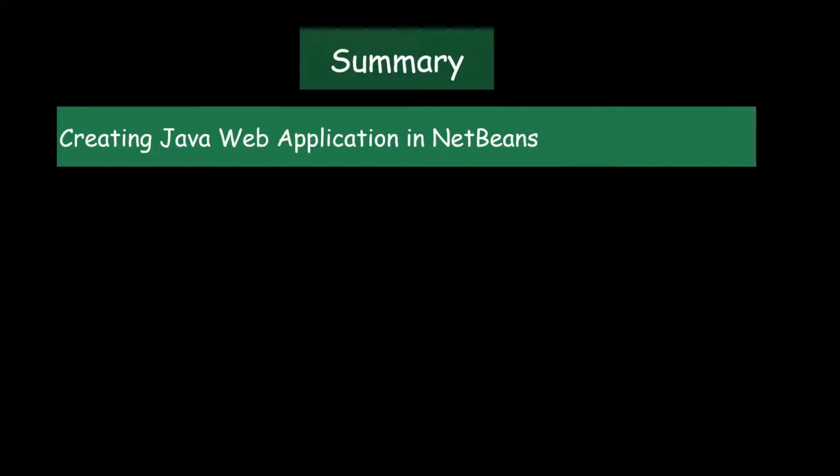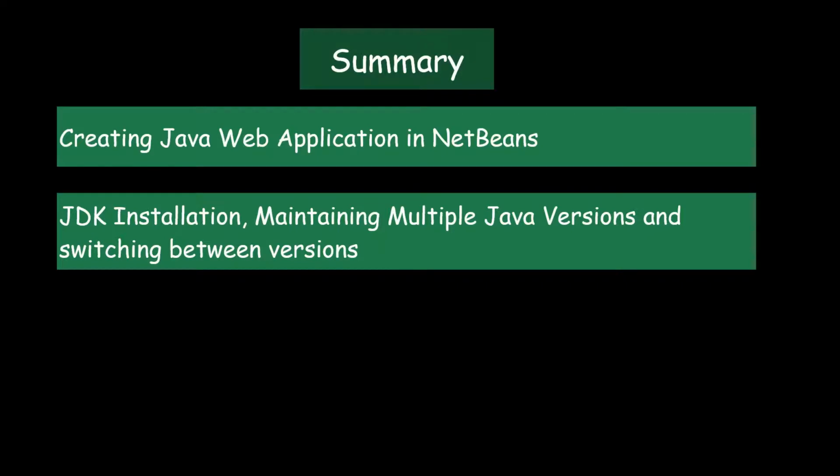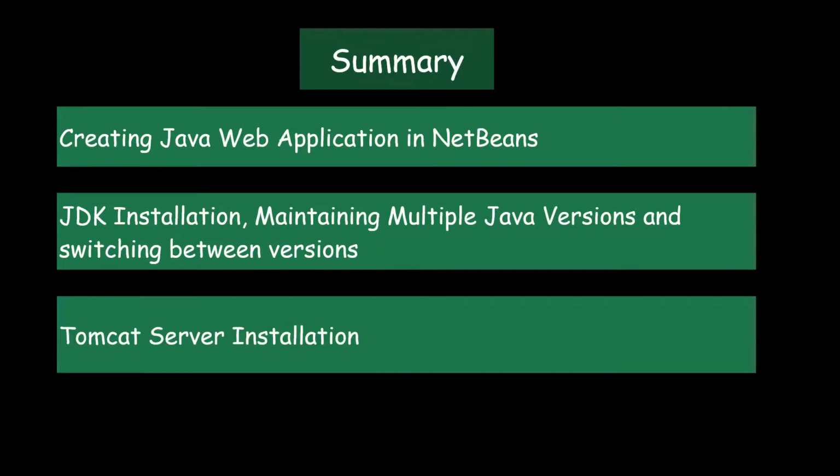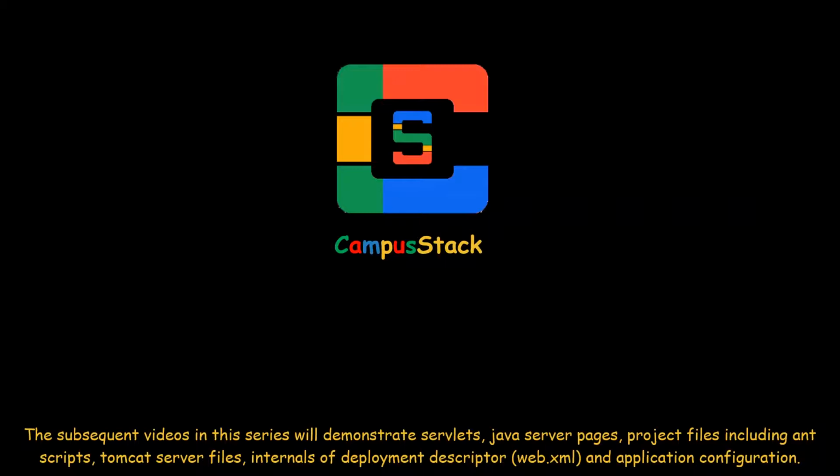To summarize, this video demonstrated how to create Java web application in Netbeans, Java installation, maintaining multiple Java versions and switching between versions. Installation of Tomcat server and configure it to run a web application. The subsequent videos in this series will demonstrate servlets, Java server pages, project files including Ant scripts, Tomcat server files, internals of deployment descriptor, and application configuration.